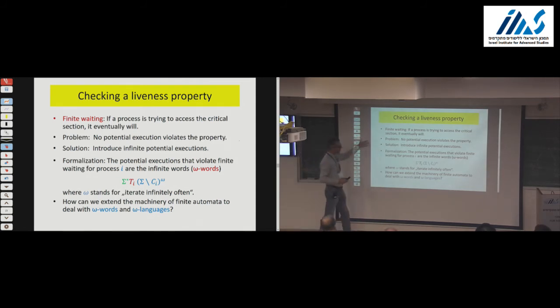And the problem is now, which are the potential executions that violate the property? And we have defined executions as finite words, right? And we have done that because the automata can deal with finite words. And the problem is that there are no finite violations, right?